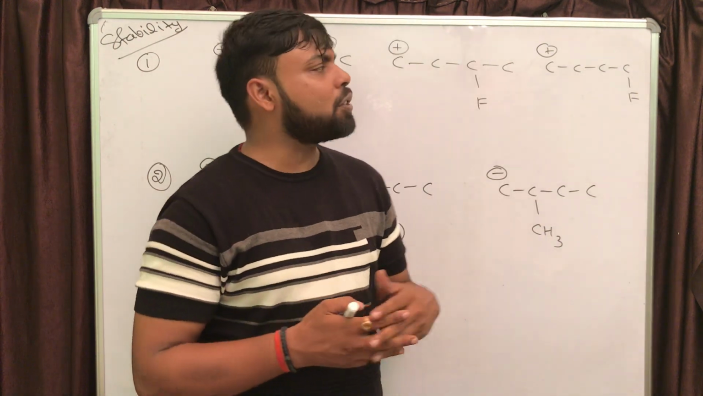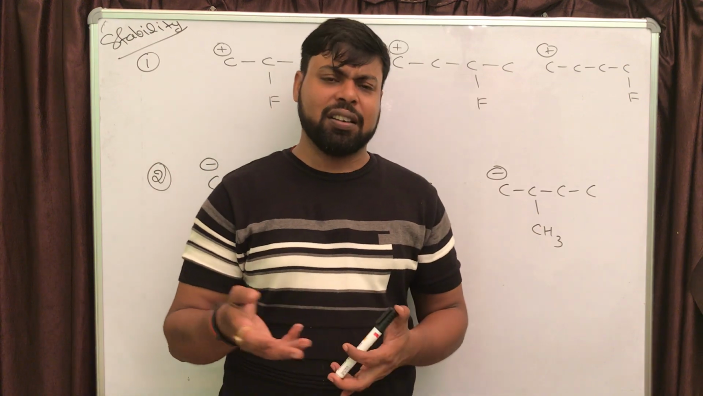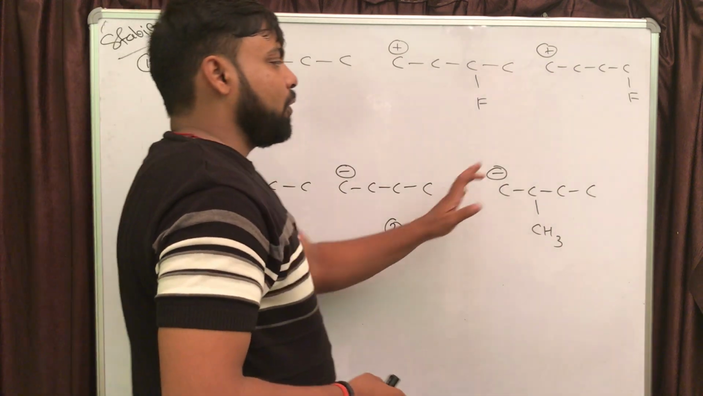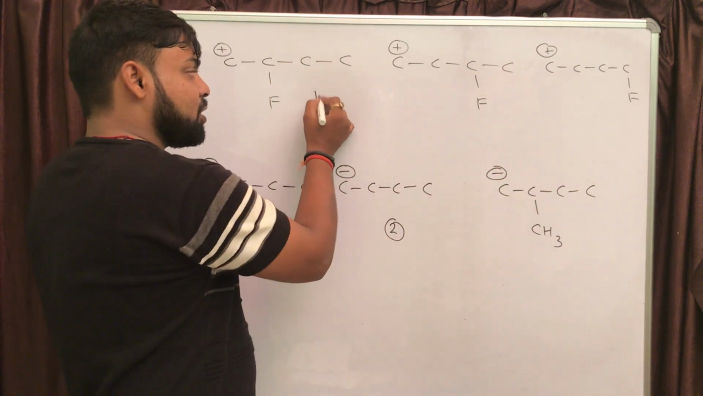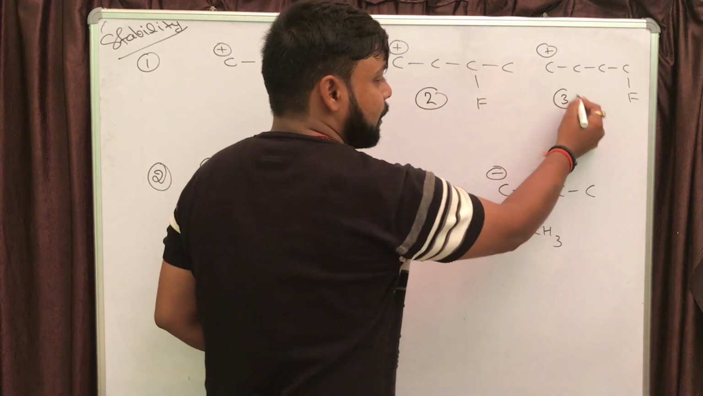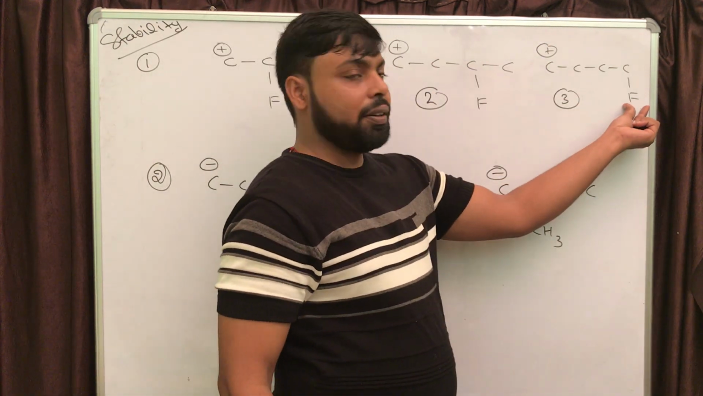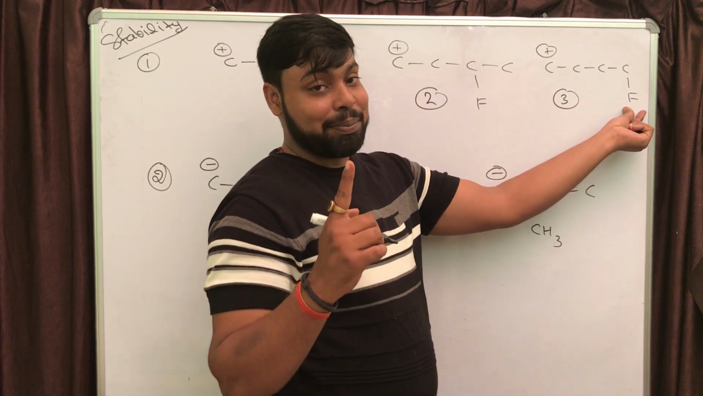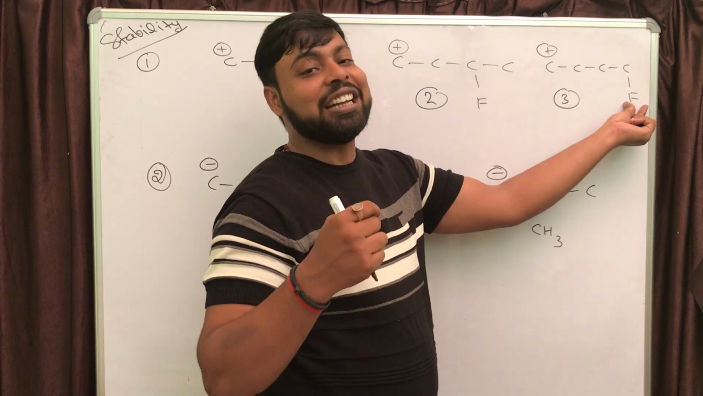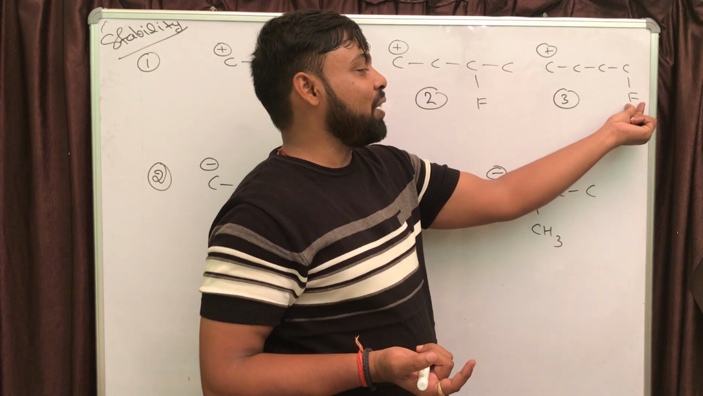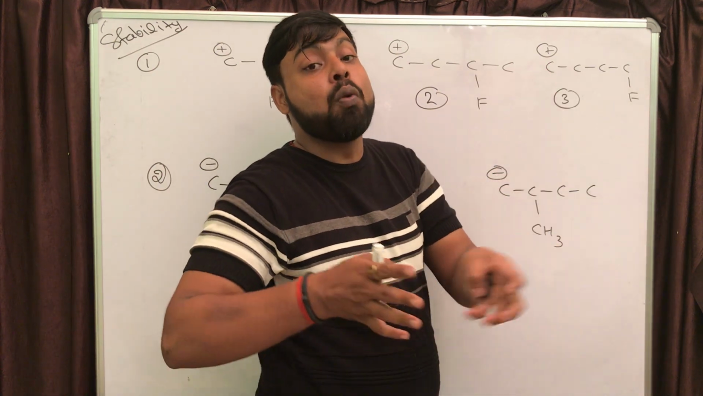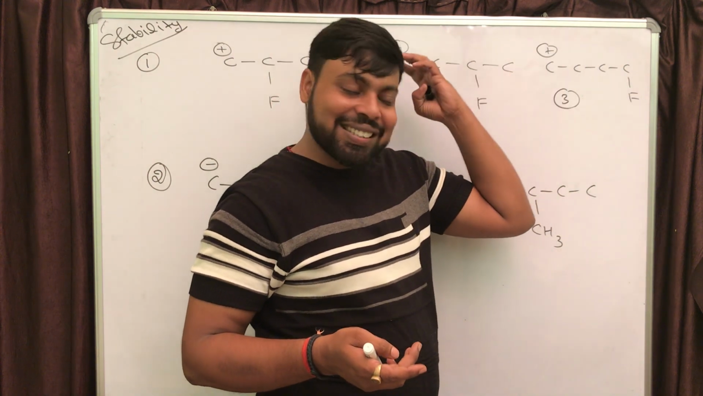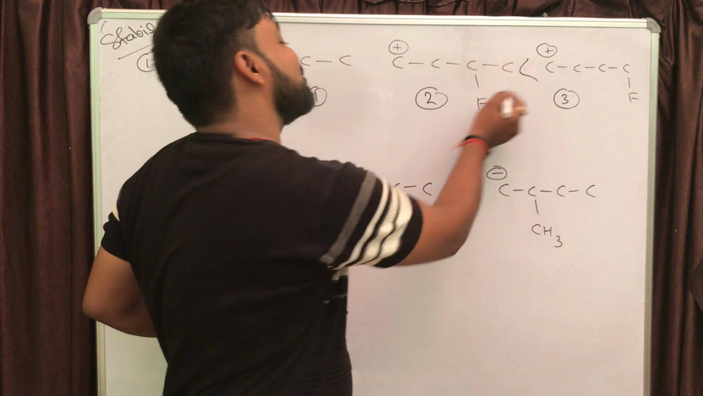So minus I group is going to destabilize the carbocation, the statement we have written earlier. So if we see the third compound, the distance of this fluorine from the carbocation is farthest. So the statement is electron withdrawing group will destabilize the carbocation. So if it is closer to the carbocation, it will more destabilize. If we are away from the carbocation, it is going to less destabilize. So most stable is going to be third one.